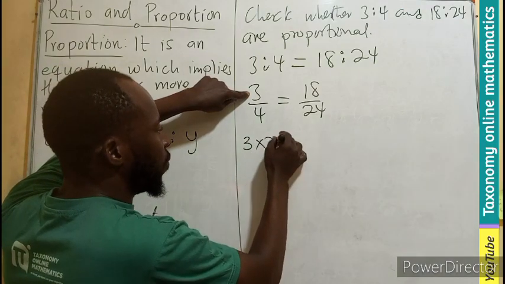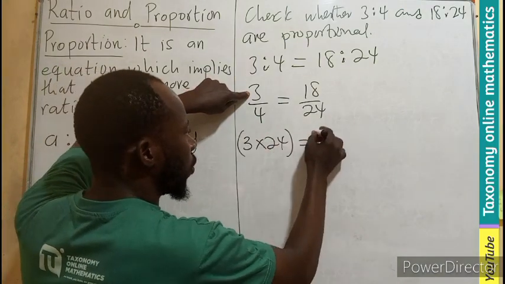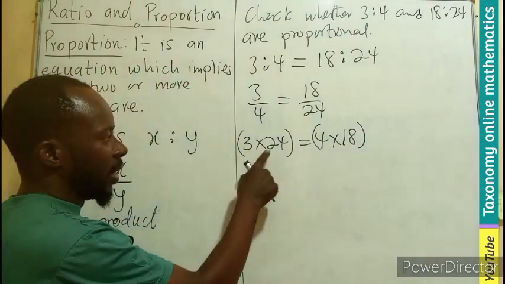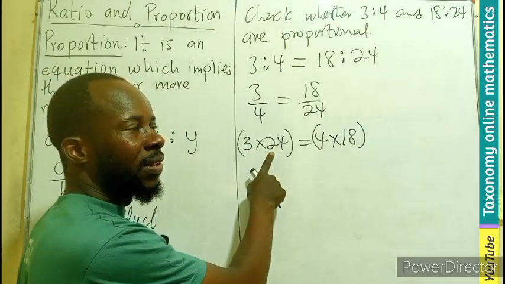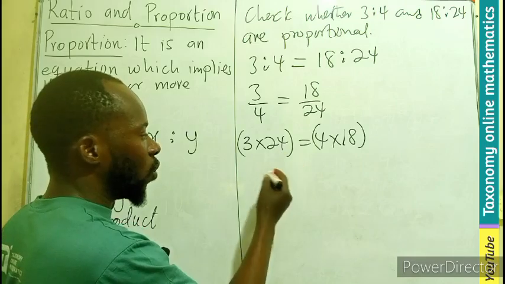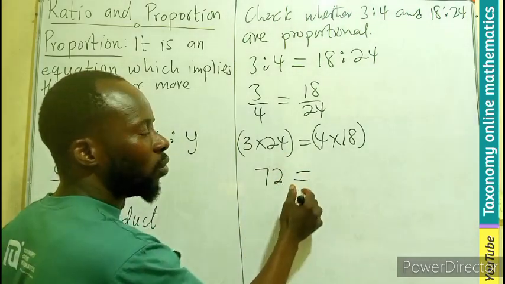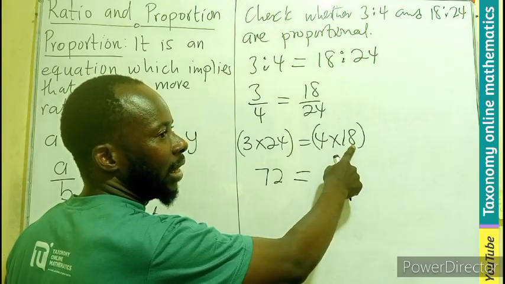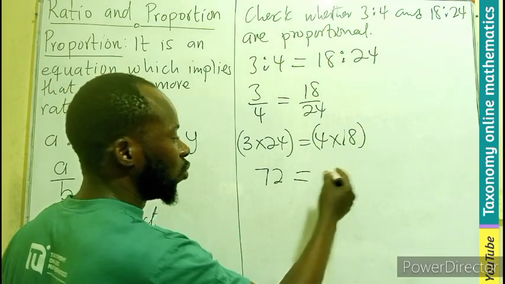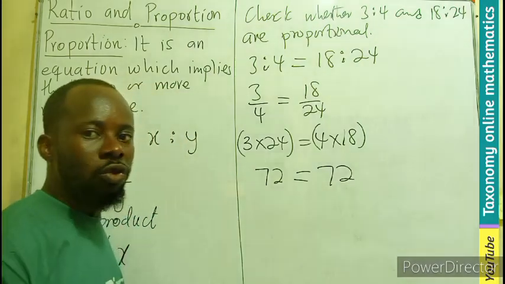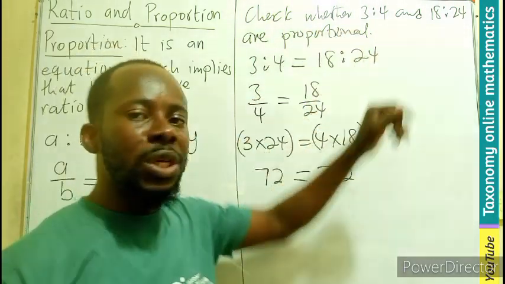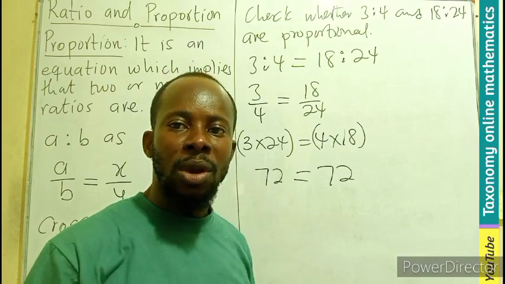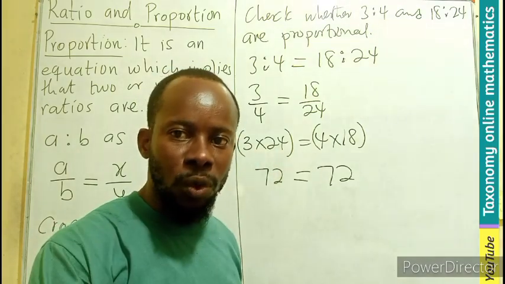3 times 24 should equal 4 times 18. 3 times 24 is 72, and 4 times 18 is 40 plus 32, which is 72. So we can say that these two ratios are proportional. That's how we check the proportionality of ratios.